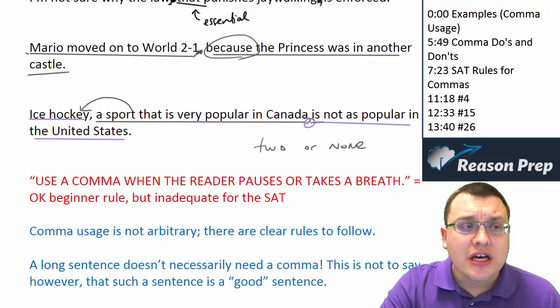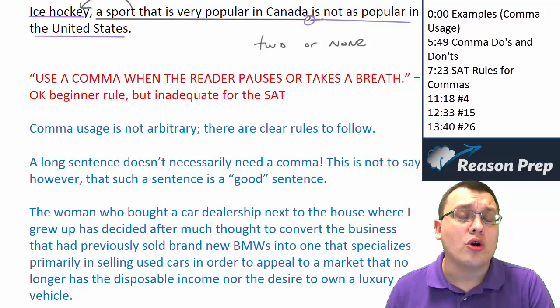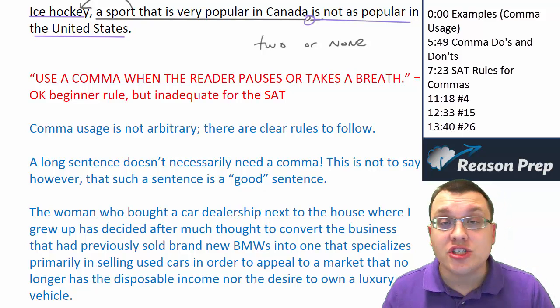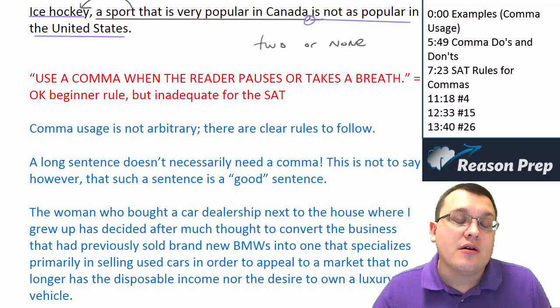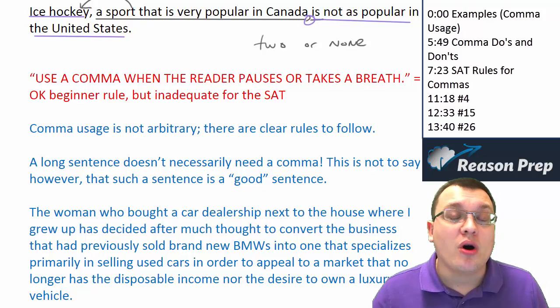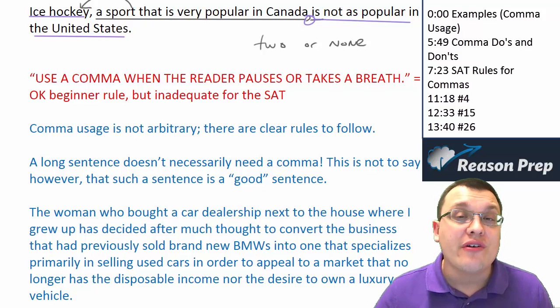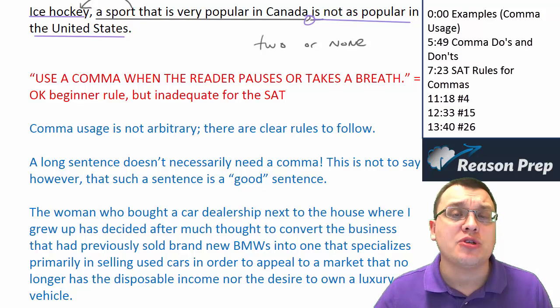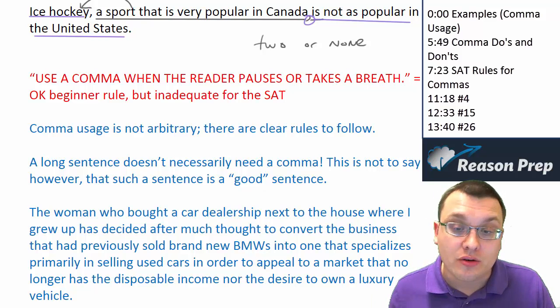So let's talk about commas generally now that we've run through some additional examples. The first thing I want to get out of the way is sometimes you might have heard the rule maybe sometime in the past when you were taking English in middle school or something, or maybe even in high school or elsewhere. You heard the helpful hint, use a comma when the reader pauses or takes a breath. And I think that as a beginner rule, that's okay. It gets you somewhat used to the rhythm and the sense of structure in a sentence, but it's really inadequate for the SAT, for real life, because that makes it seem like comma use is arbitrary, that it's dependent on how you choose to read a sentence, and it's not at all. Comma usage is not arbitrary. There are clear rules to follow, and we've seen a bunch already.